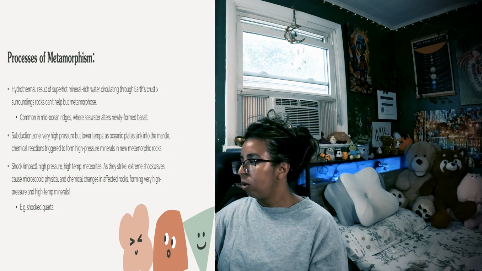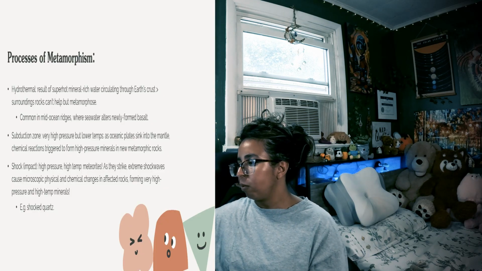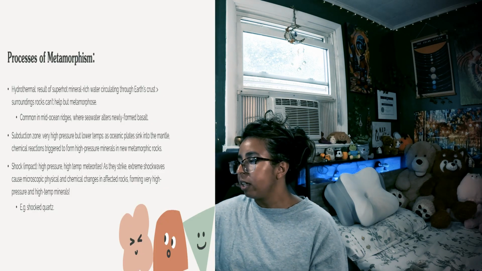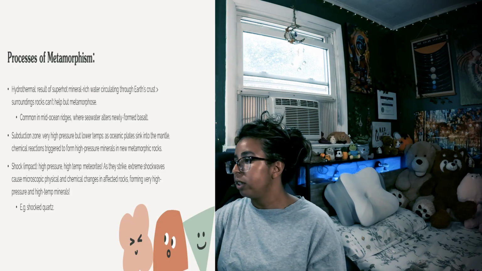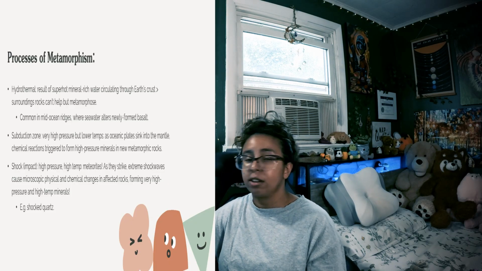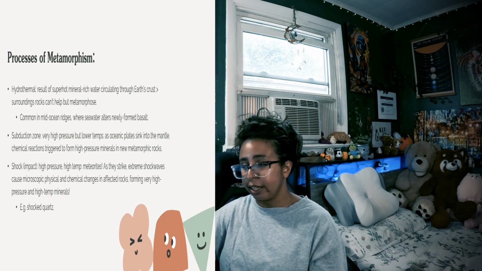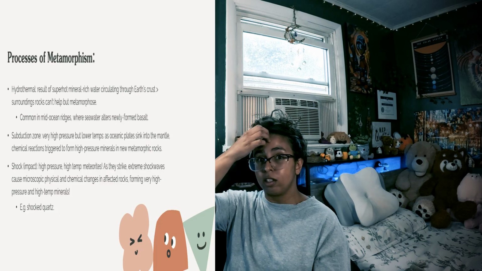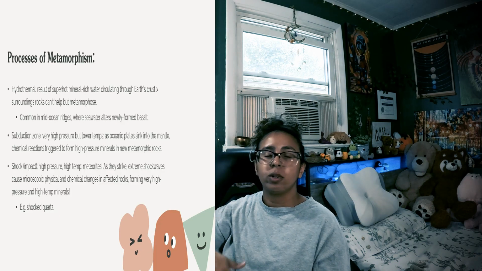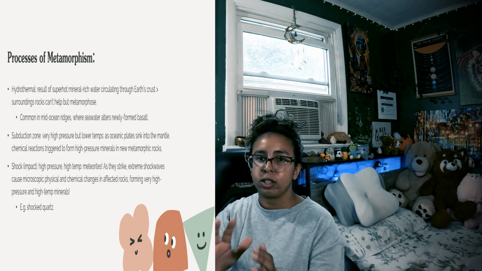And now moving on to slide 14. So on to the next process of metamorphism, which is hydrothermal. Basically this is another temperature based one, and it's super hot mineral rich water circulating through Earth's crust, causing surrounding rock to metamorphose. You obviously will see this a lot more in the ocean. You specifically see it a lot in mid-ocean ridges, which is a type of divergent boundary, so the crust is being pulled apart.